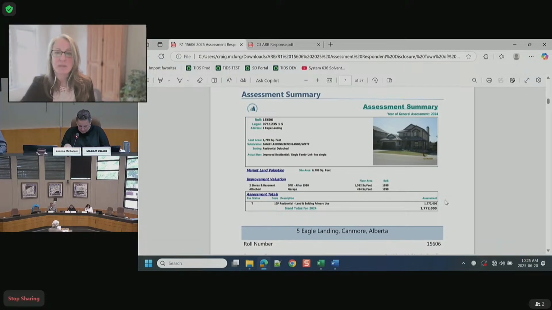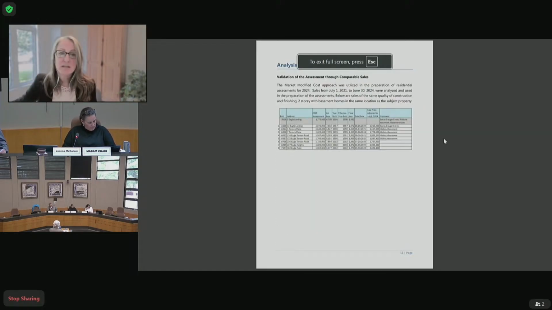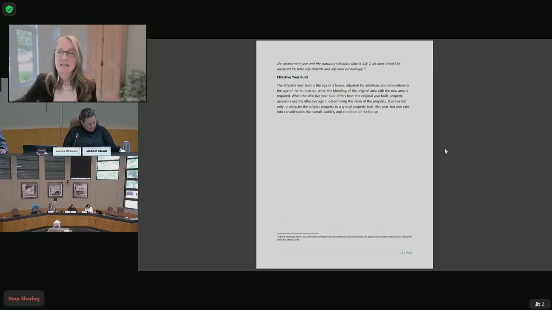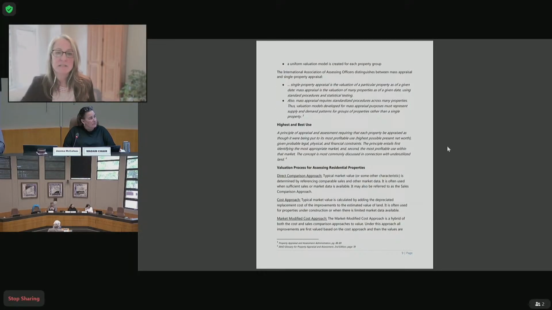So now for a bit of background on the assessment process. This can be found on pages 8 through 11. So assessments in the town of Canmore are legislatively governed by the Municipal Government Act and matters relating to assessment and taxation regulation. The legislation requires that assessments reflect the market value as of July 1st, 2024, and the physical condition as of December 31st, 2024.